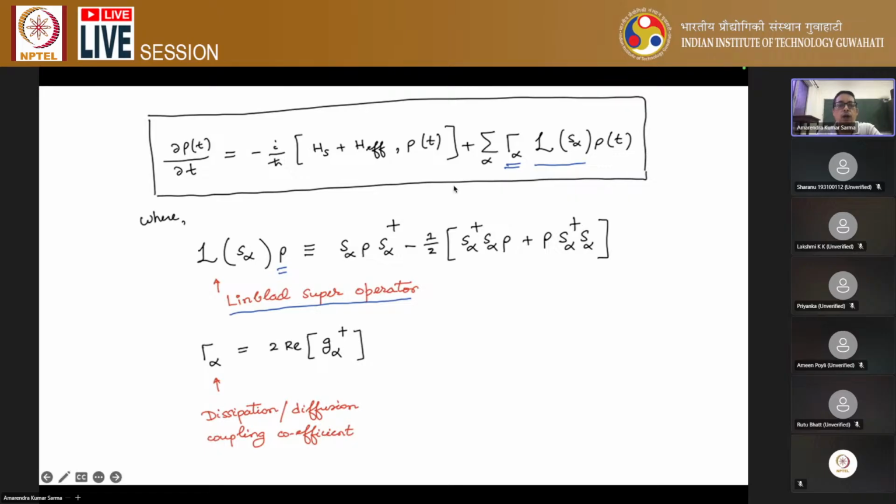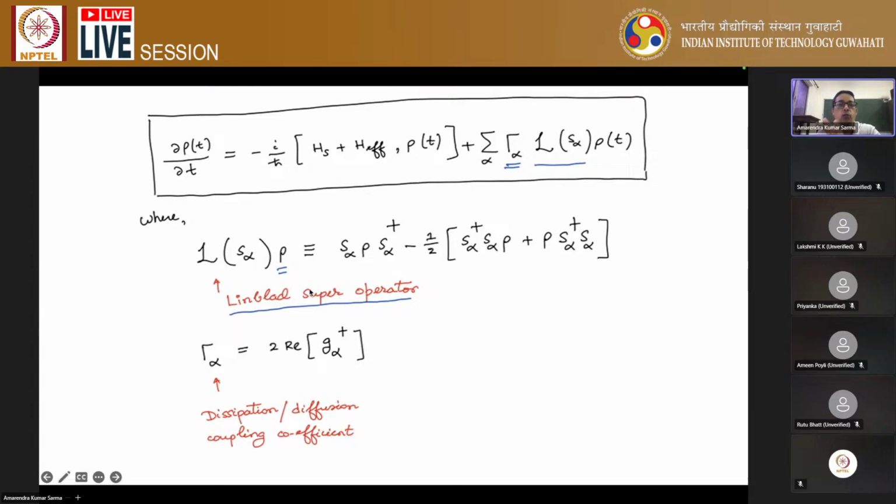Ultimately, what we got is how this system density matrix evolves in time. The time evolution is given by this particular equation, and this has a peculiar form. This is called the Lindblad super operator, and this operator ensures that your density matrix remains Hermitian, and its unitarity and other things are getting maintained. And we have actually done some examples.